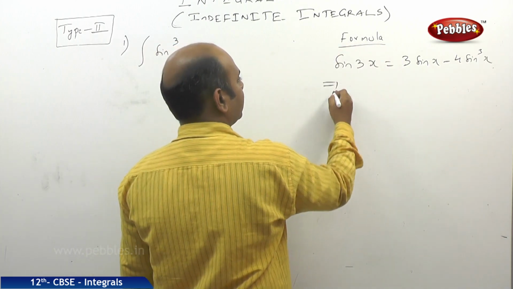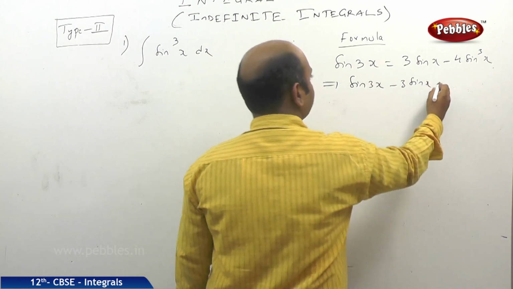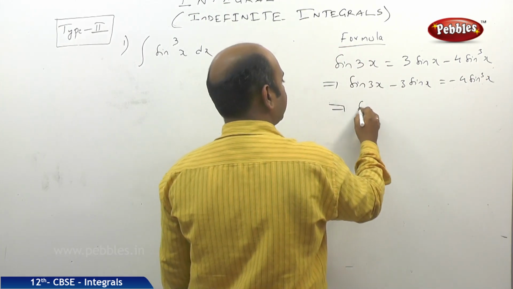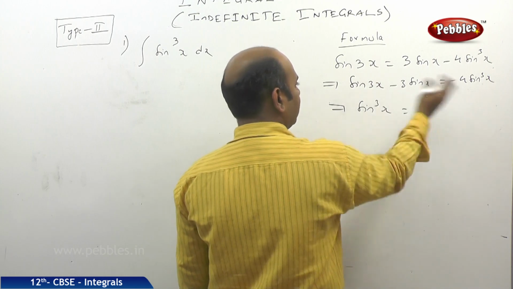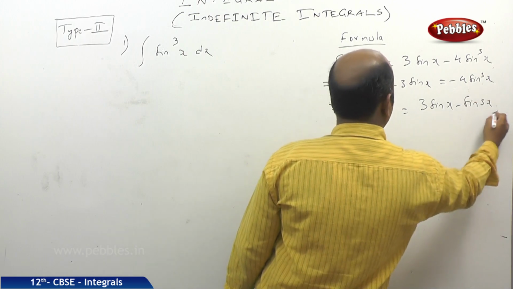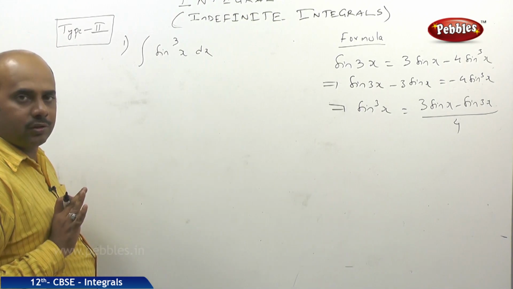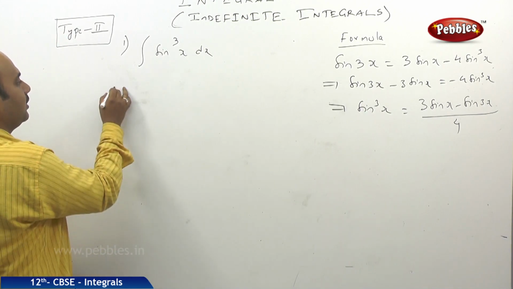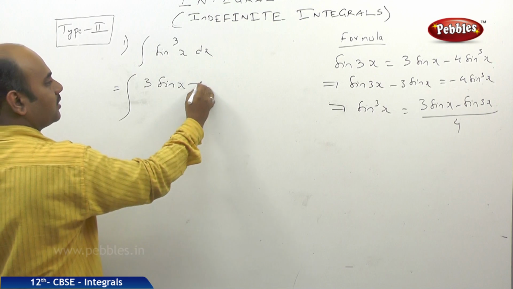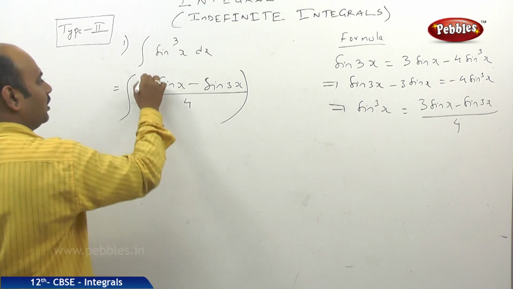So from here, sin 3x minus 3 sin x is equal to minus 4 sin cube x. So finally sin cube x is equal to, I will bring the minus to this side, so it turns to 3 sin x minus sin 3x whole divided by 4. So in place of sin cube x, I will be substituting that and will get integral of sin cube x dx is equal to 3 sin x minus sin 3x whole divided by 4 into dx.